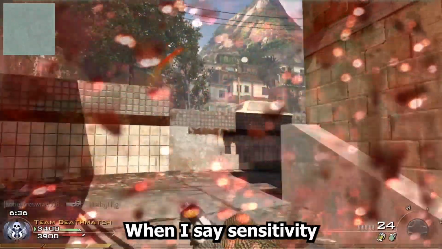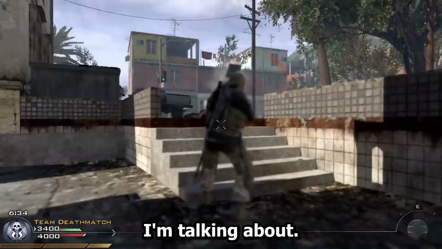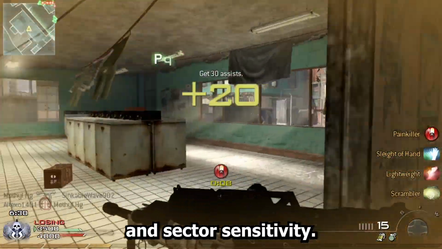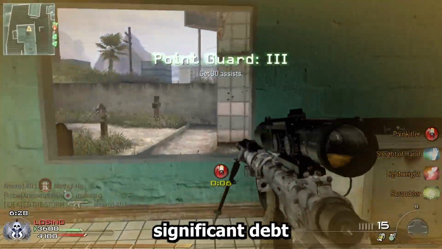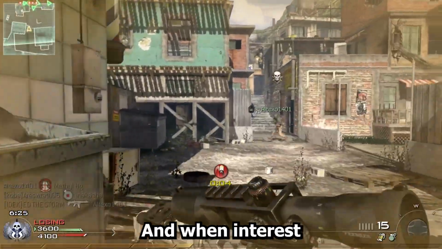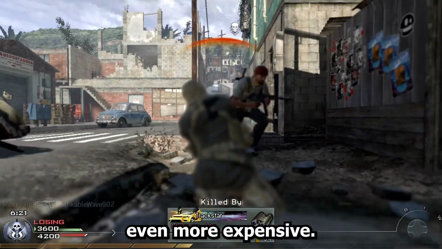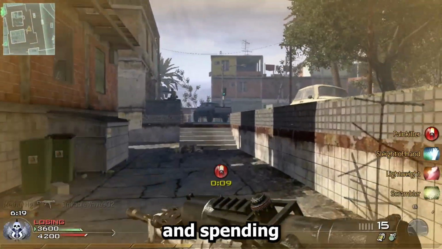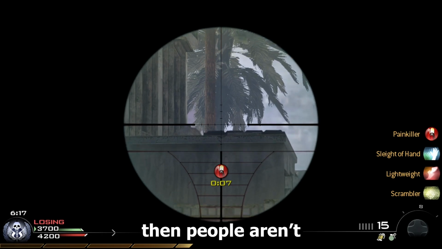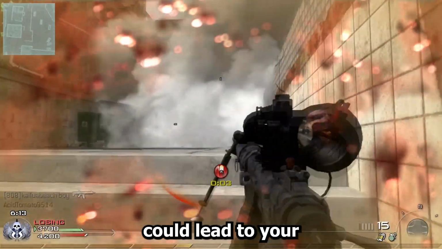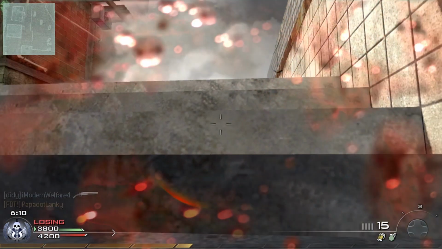Now, earlier I mentioned sensitivity. When I say sensitivity, there are two different things I'm talking about: interest rate sensitivity and sector sensitivity. A lot of times, REITs will use significant debt to purchase real estate, and when interest rates rise, that debt is going to be even more expensive. On top of that, if borrowing and spending is more expensive, then people aren't going to borrow and spend as much, which potentially could lead to your REIT making less money.